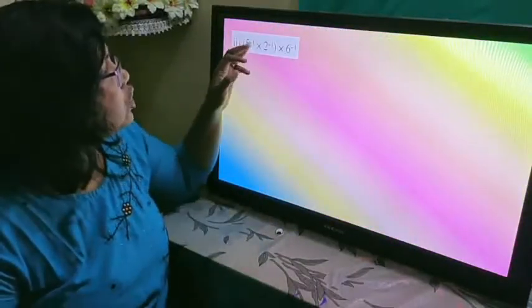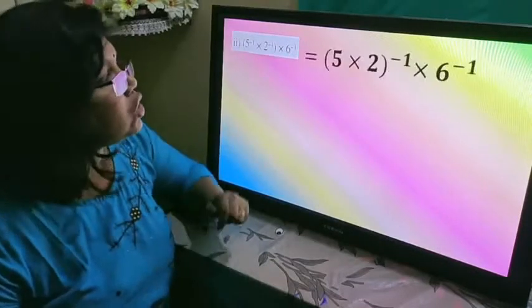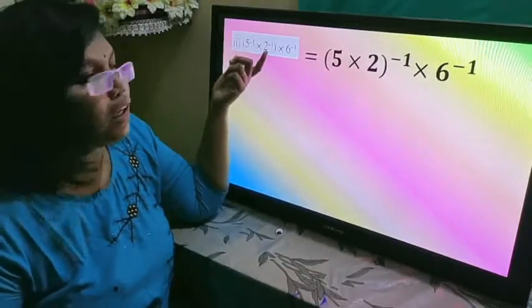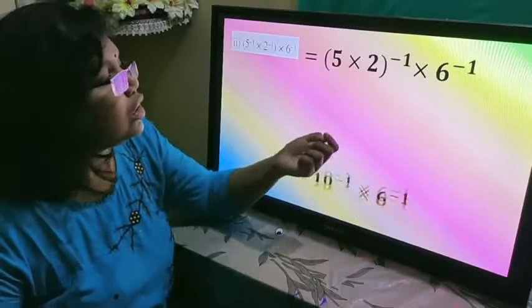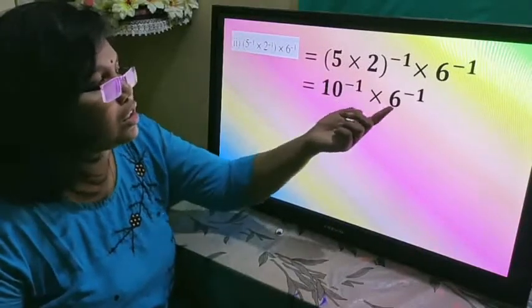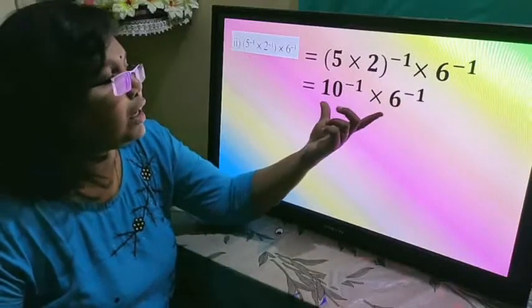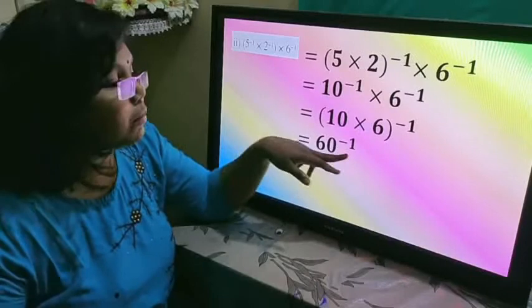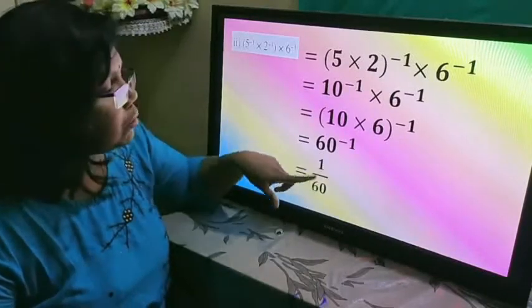Now next, 5 raised to minus 1 into 2 raised to minus 1 multiplied by 6 raised to minus 1. Here 5 into 2 raised to minus 1, because we have the same index, same power, same exponent. So 5 into 2 is 10 raised to minus 1 and 6 raised to minus 1. Again, the exponents are the same. So we multiply 10 and 6. So 10 times 6 is 60 raised to minus 1. Because the exponent is negative, by convention we have to change it into a positive exponent. So it is 1 by 60.